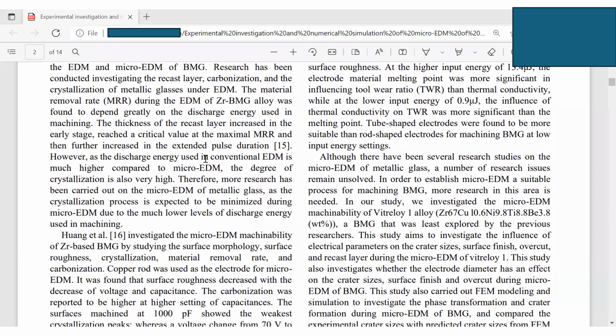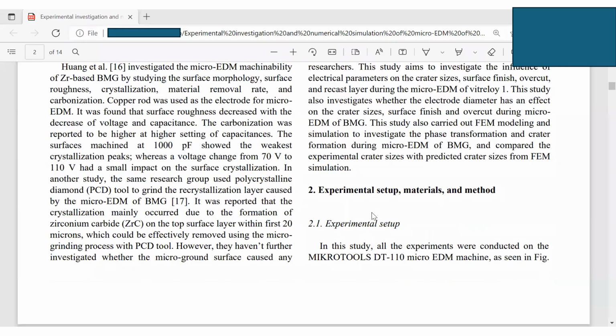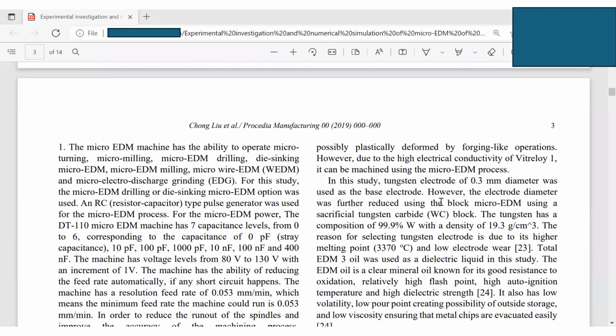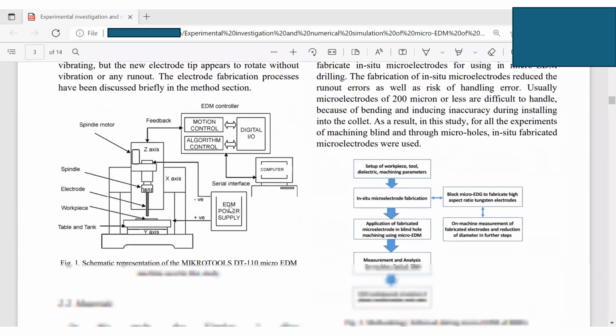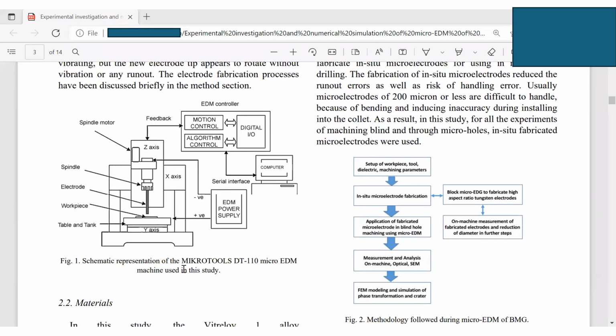Then I'm going to talk about the experimental setup, material and method, and I'm going to show you very beautiful pictures. Here is the micro EDM machine used in this study. This is the EDM power supply. We have a computer to record the results, an EDM controller, and a motion controller in two directions, X and Y, with control algorithm, digital I/O, and feedback. This is the axis, this is the electrode. The electrode is rotating, spinning, and can also go up and down.